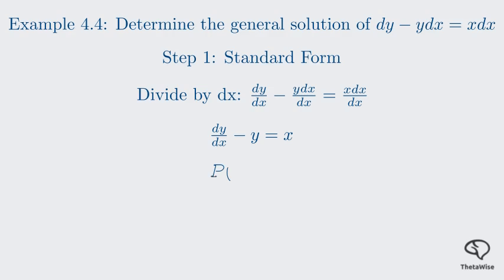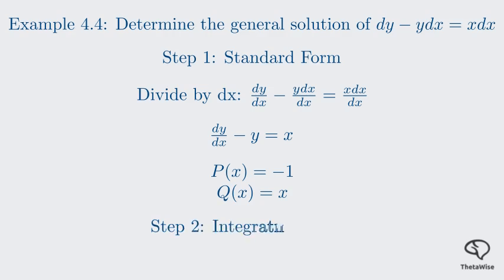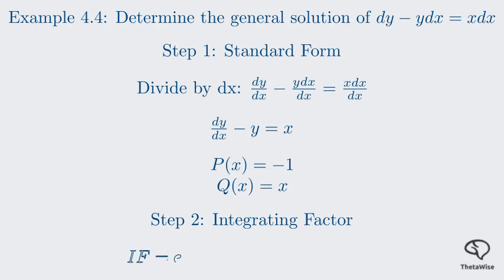Remember the sign convention we discussed earlier. P(x) is the coefficient of y. Since we have minus y, P(x) must be negative 1, and Q(x) is x. Step 2. Integrating factor. Now we calculate the integrating factor. IF equals e to the integral of P dx. Here P is a constant, negative 1. The integral of negative 1 is simply negative x. So our integrating factor is e to the power of negative x.